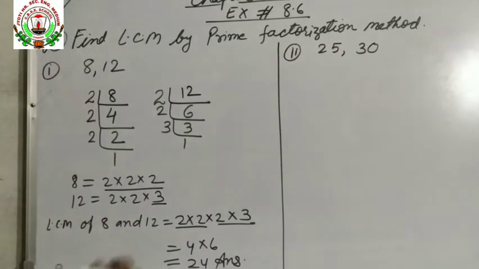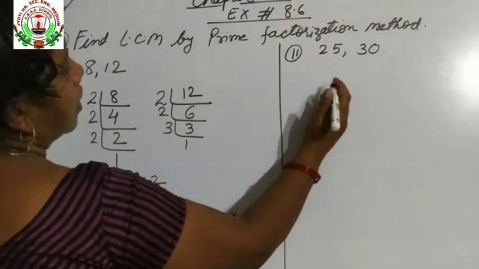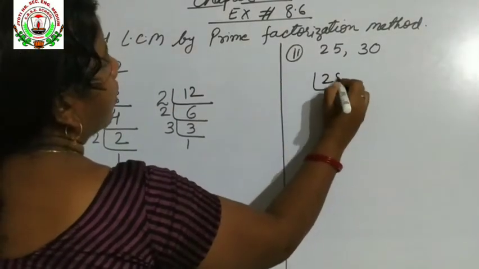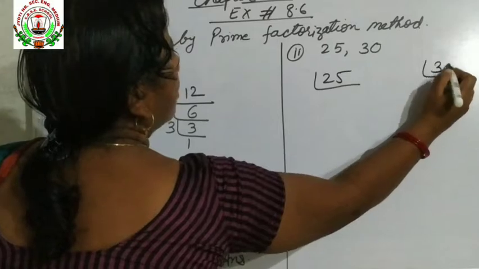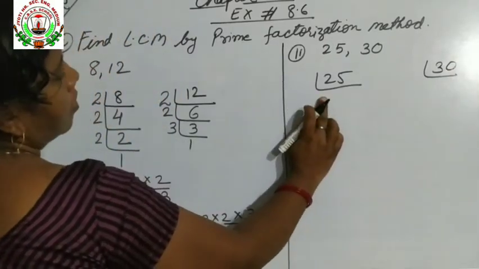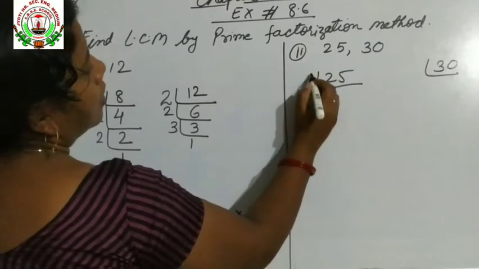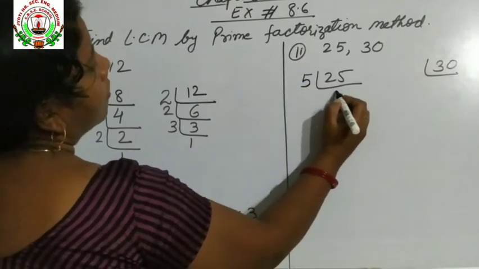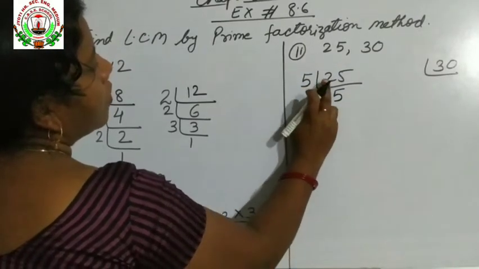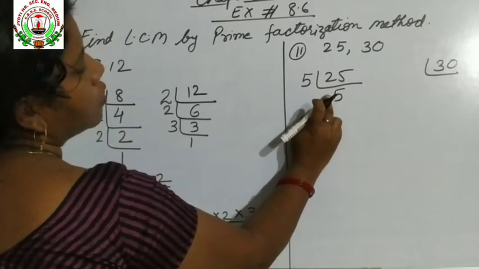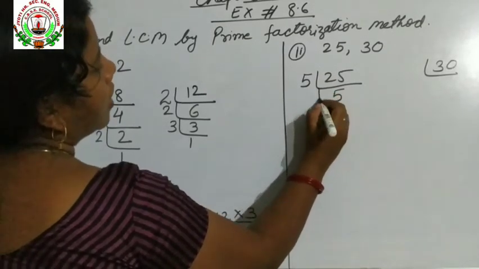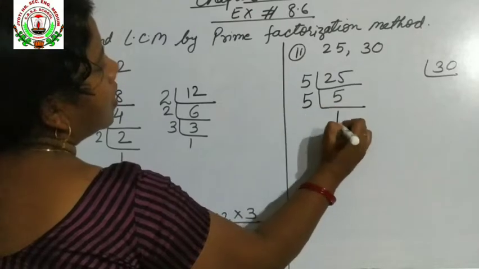Next question is 25 and 30. Again we will find out their prime factors, 25 and 30. Now 25 is an odd number, but it is divisible by 5 only. So we will take 5. 5 5s are 25. When you divide this 25 by 5, we will get quotient 5. So the quotient we will write here. Then again 5 1s are 5.